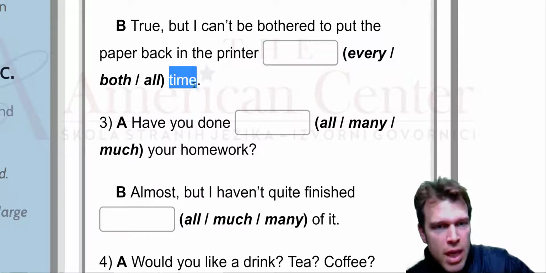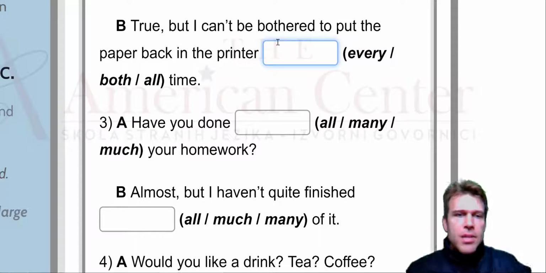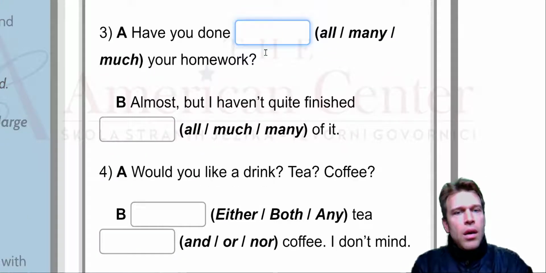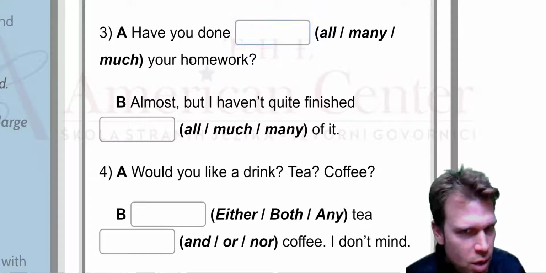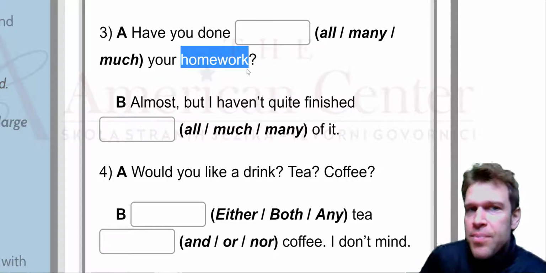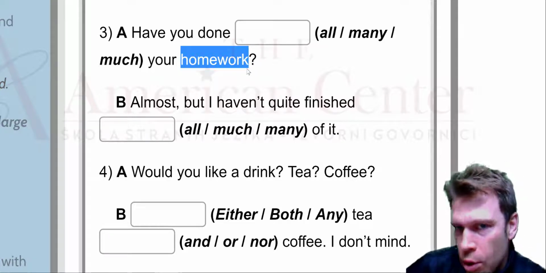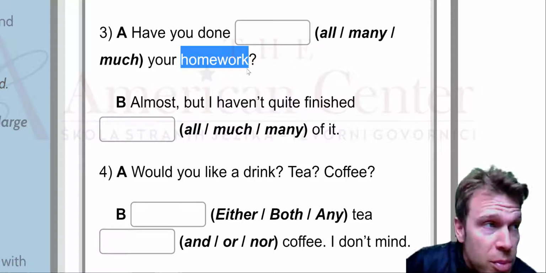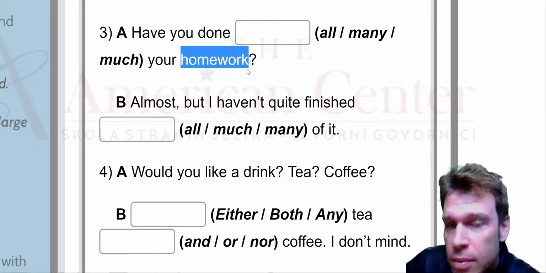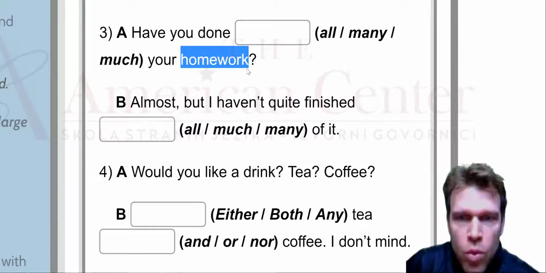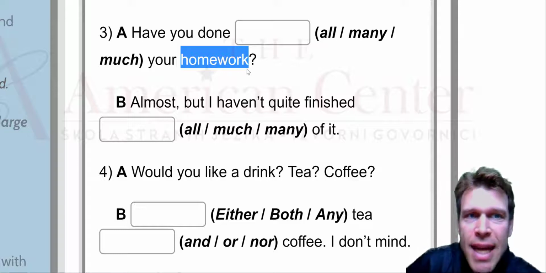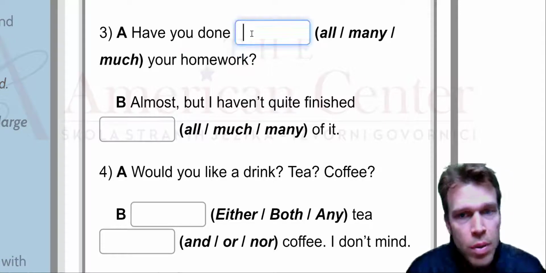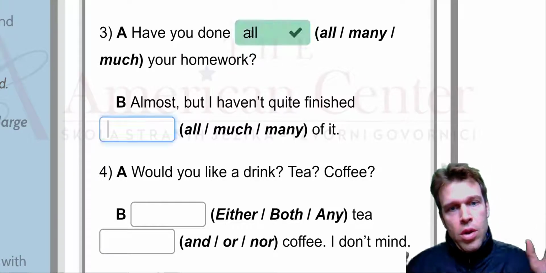Time here is like, okay? Times, how many times? So every time. Have you done, ooh, now this is a good one. Tell me, what type of noun is homework? You should know this. Is homework singular countable, plural countable, or uncountable? It is uncountable. Zadaća in Croatian is countable, but in English, homework is uncountable. So we would say all your homework.